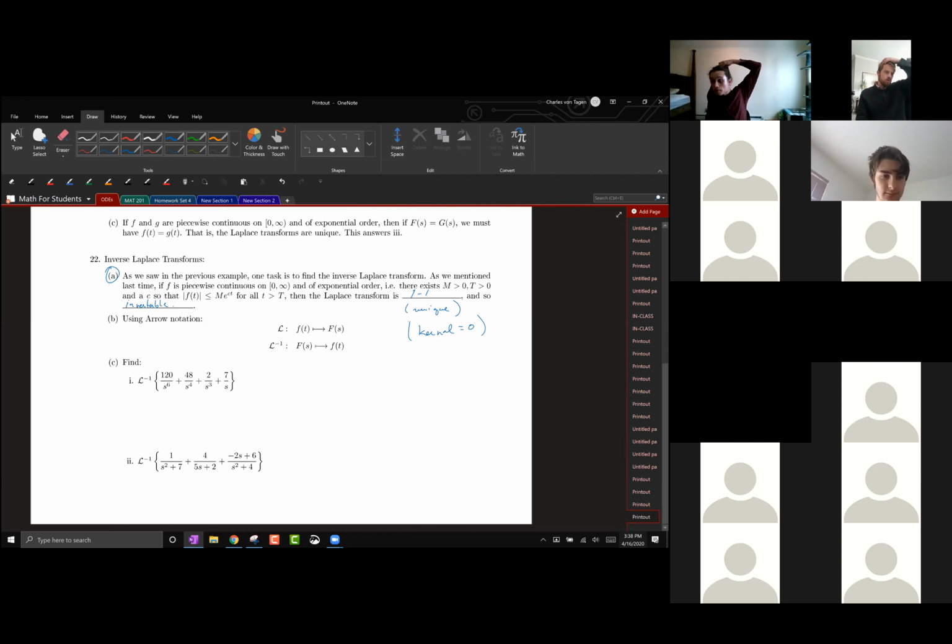This first example, we'll work through it. I don't think it'll be too bad. The second example is going to be quite a bit more challenging. Going backwards with the Laplace transform is sort of like the difference between taking the derivative and integrating. It's a lot harder to go backwards with them. It requires some ingenuity.